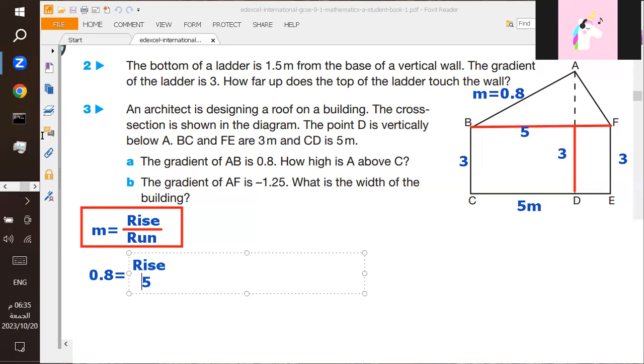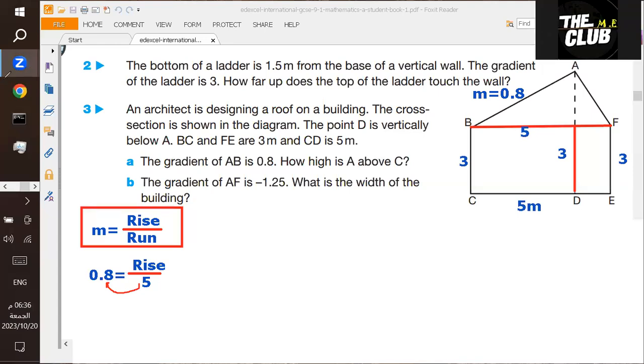Now I'm going to put the line here. Because this one is divided by 5, I'm going to take the 5 to the other side by multiplying. So I end up with rise equals 5 times 0.8, which I want to find. And then I multiply 5 times 0.8 and I'll get the rise. Rise equals 0.8 times 5 equals 4, so my rise is 4 meters.